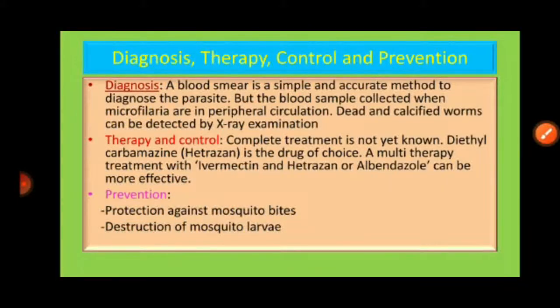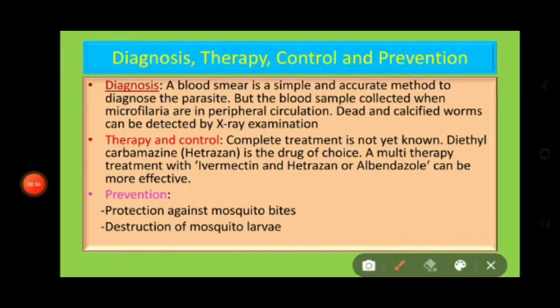This can be diagnosed as a simple blood smear is enough to diagnose the parasite, but the blood sample must be taken during the period when the microfilariae are in the peripheral circulation. And by X-ray examination we can also detect the worms which are dead and calcified.